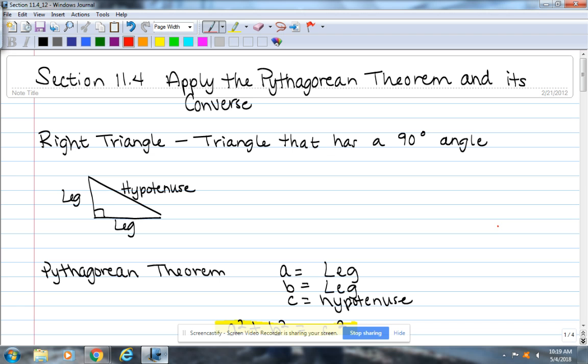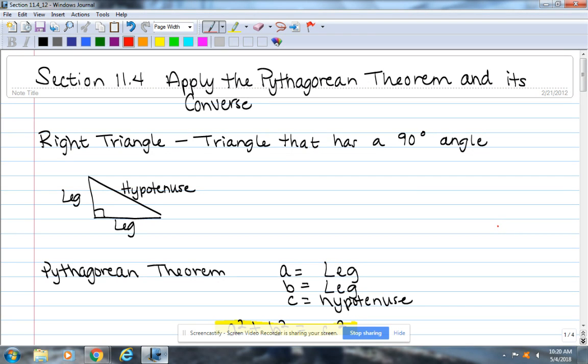The Pythagorean theorem states that if you have a right triangle, then the sum of the squares of the lengths of the legs of the right triangle is equal to the square of the hypotenuse. That's exactly what the Pythagorean theorem actually says. If a triangle is a right triangle, then the sum of the squares of the lengths of the legs is equal to the square of the hypotenuse.